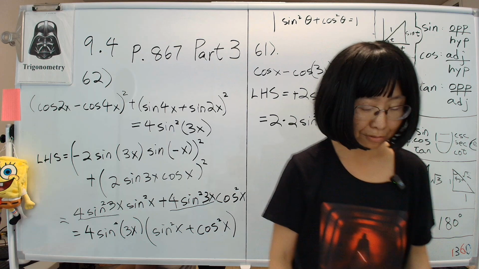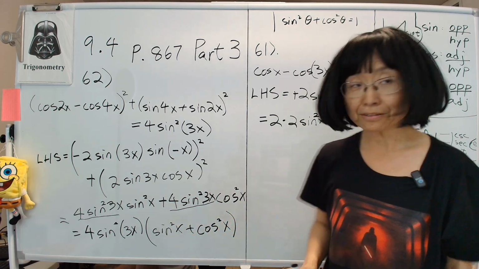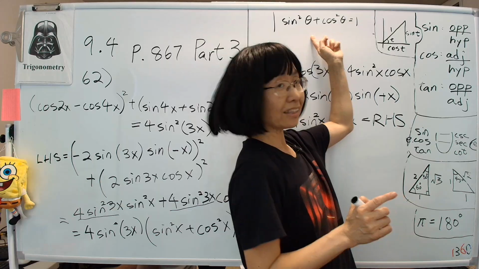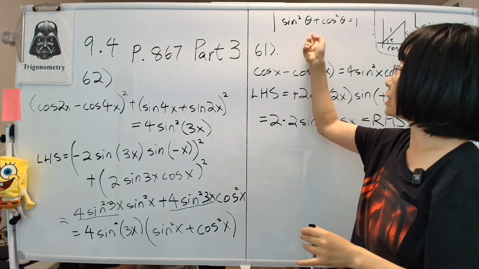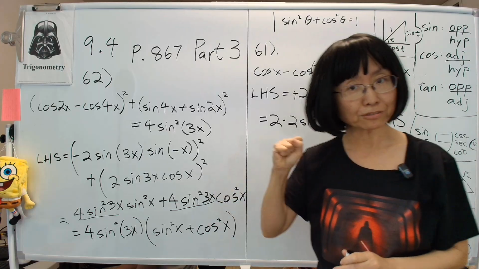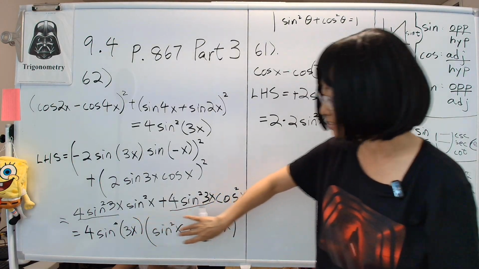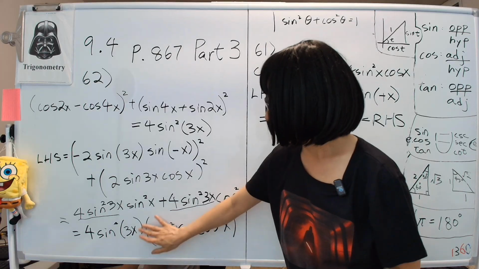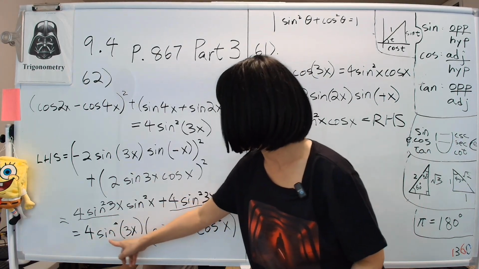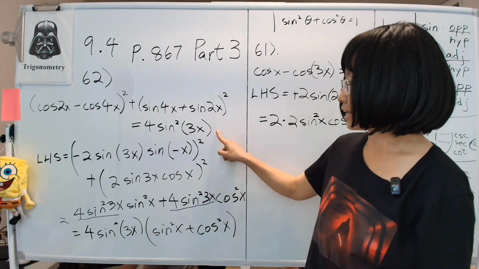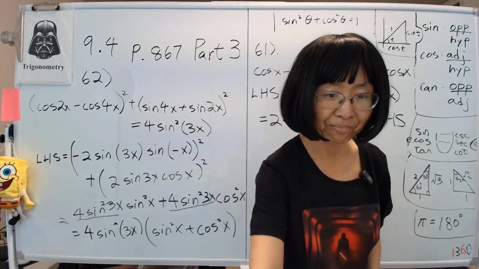And now we have come to the Pythagorean theorem. Sine squared plus cosine squared, and that is the one formula you must remember from trigonometry: sine squared plus cosine squared equals 1. So that disappears into being 1. If this is 1, then the answer is 4 sine squared 3x, and that's exactly the right-hand side. So we are done. That's it.